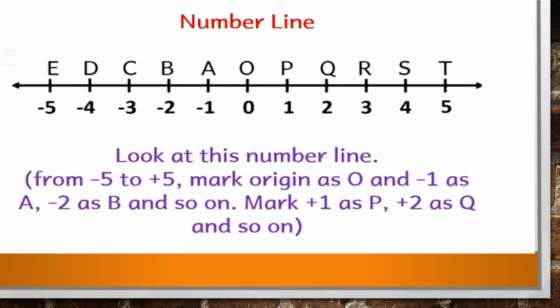From -5 to +5, mark origin as 0 and -1 as A, -2 as B, and so on. Mark +1 as P, +2 as Q, and so on. Okay? So P, Q, R, S, T. And on the left hand side you have A, B, C, D, E.